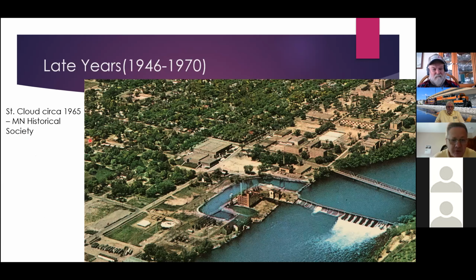This is actually a picture from 65, kind of showing where things are at, and you can see the stacks are gone, so the water plant is still here, the coal-fired plant, water plant. This is the St. Cloud State University, which has been expanding. The propane plant's here, but the large tank is gone, and you can still see the buildings from the first meatpacking plant right here.